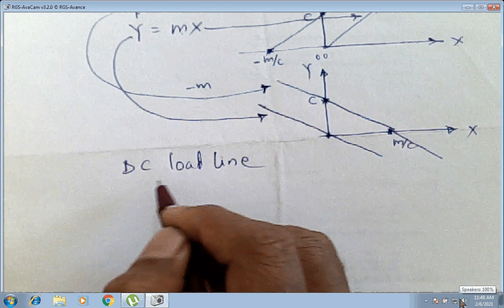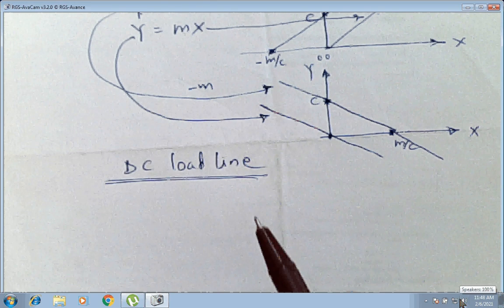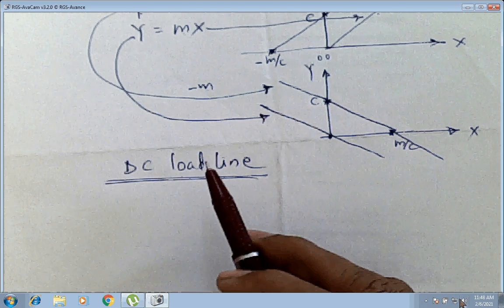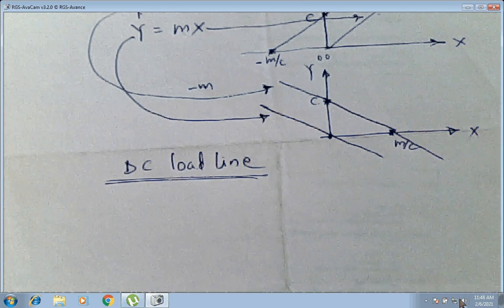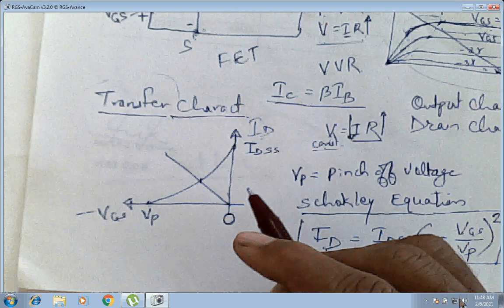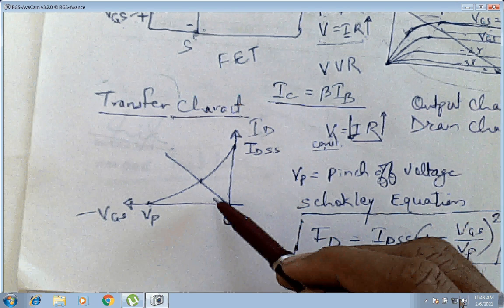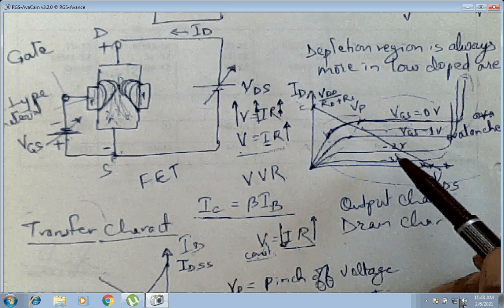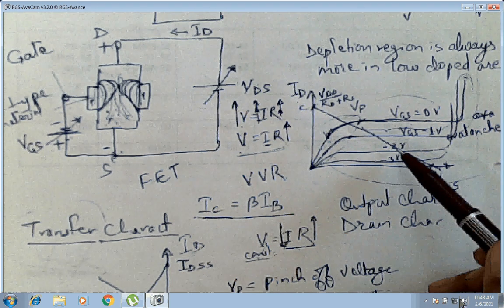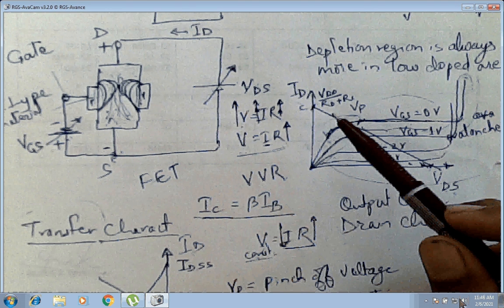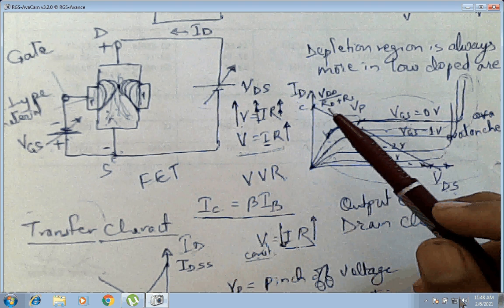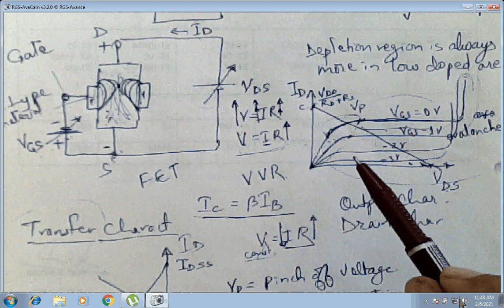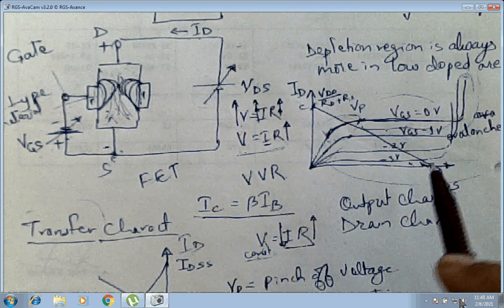So whenever anybody asks you what you mean by load line, you will have to tell all these things. What is a DC load line? It is a line drawn on the characteristics, whether it is the transfer characteristics or the output characteristics, and this line depends on the c value and the slope, where the slope is given by m.